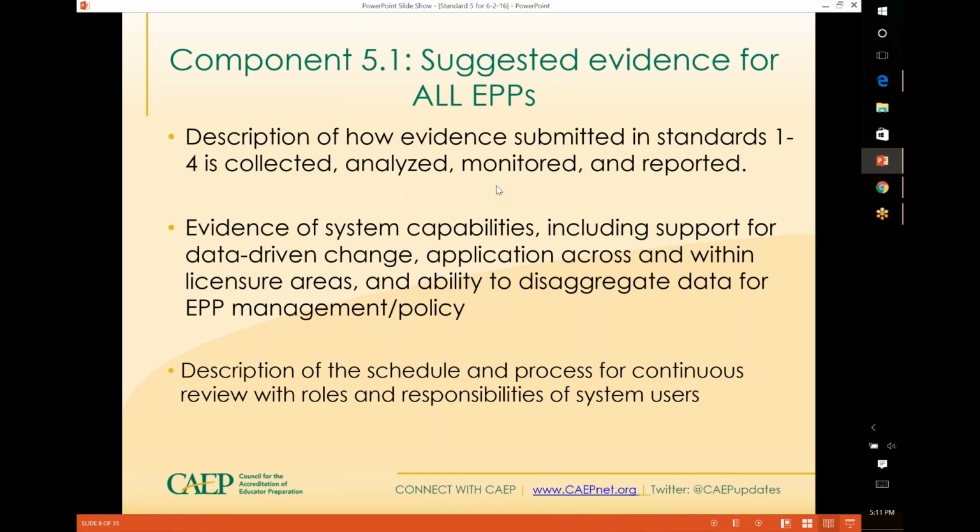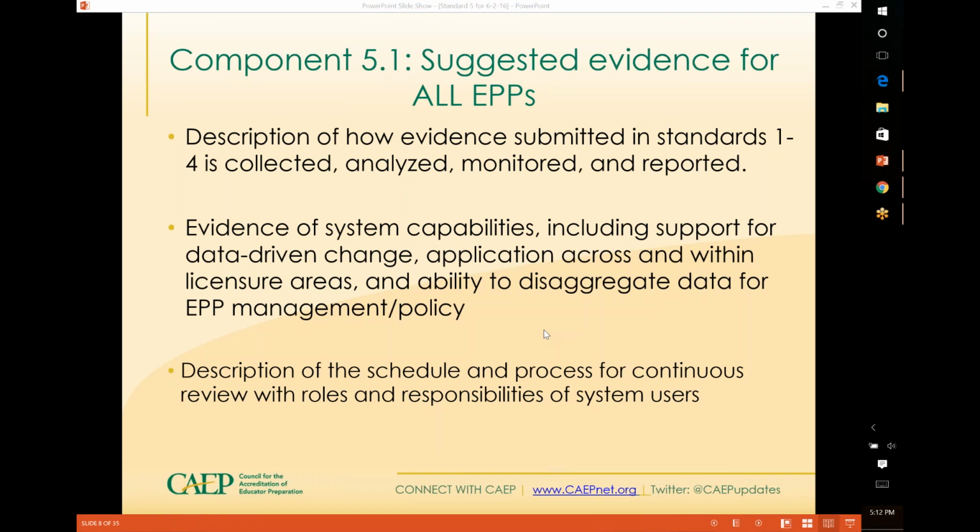You can also submit evidence of your system capabilities. Okay, and what does that mean? Well, what it means is that there is support for data-driven change. If you have an assessment system in place, and let's say you're monitoring student impact on student learning while your candidates are still in your programs, can you get that data out?